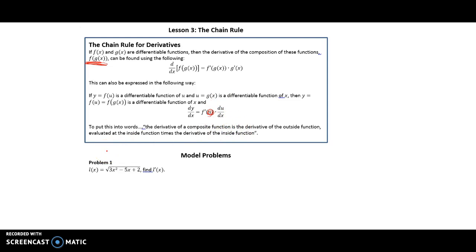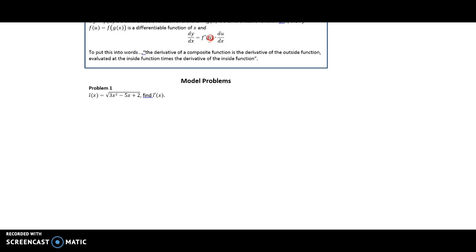This is a lot of tricky notation. And in words, what we will oftentimes ground ourselves in is this saying right here. The derivative of a composite function is the derivative of the outside function evaluated at the inside function times the derivative of the inside function. It's a lot to dig into, and we're going to try our hand at our first model problem right now.